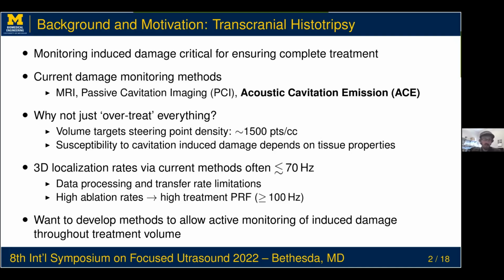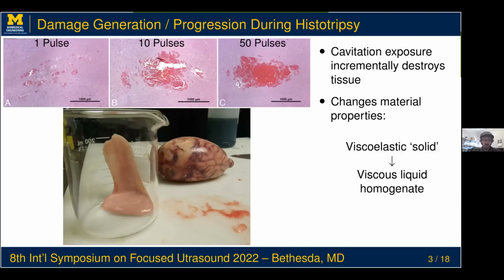Another issue is that in addition to monitoring the induced damage, we also have to monitor the spatial damage. So if you're targeting a large volume, you need to make sure that every part of that volume is fully ablated. And cavitation localization via current methods is often in the neighborhood of 70 hertz, but in order to achieve high ablation rates, we have to use a high treatment PRF, upwards of 100 hertz. So what we really want to do is develop methods that will allow us to both monitor the level of induced damage as well as monitor it on a per location basis at the rates that treatment is delivered. And so you might ask, well, how do we plan on doing that?